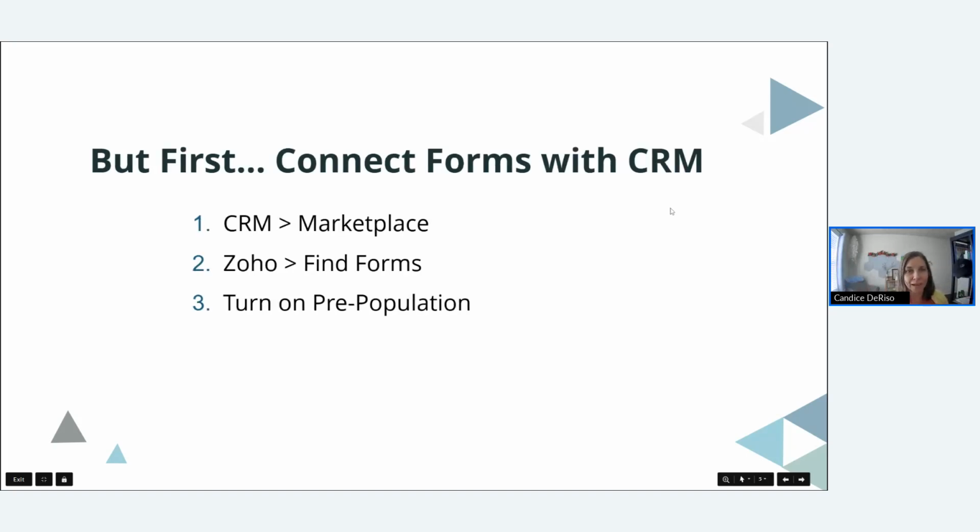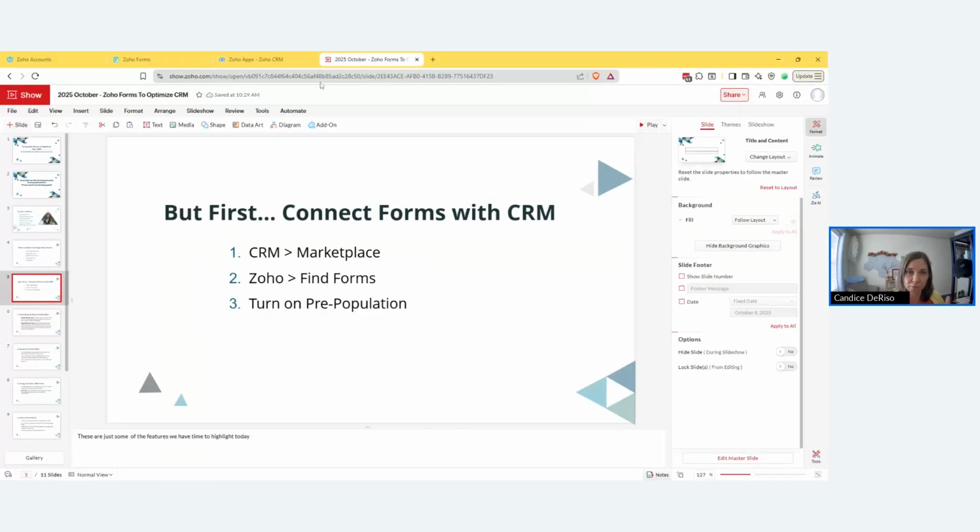But first, we have to connect your Zoho Forms with Zoho CRM. So I'm going to show you that in the actual app, but this is kind of your quick checklist. You're going to go into the CRM and go to Marketplace. We're going to find Zoho Forms and turn on pre-population. So let's do that now.